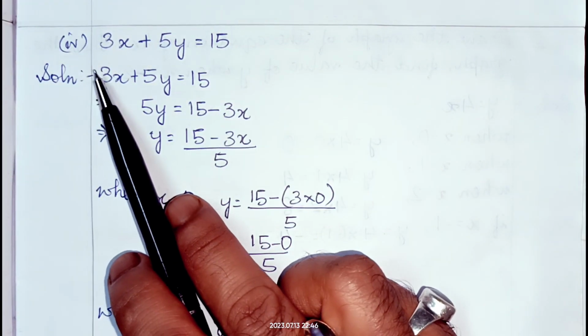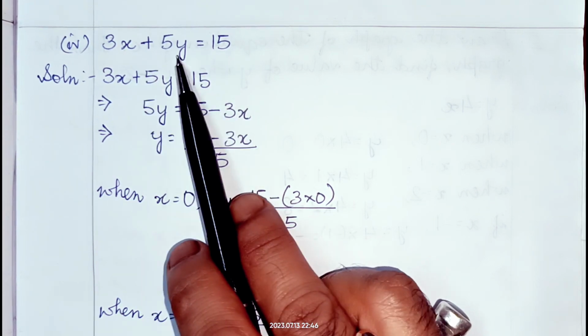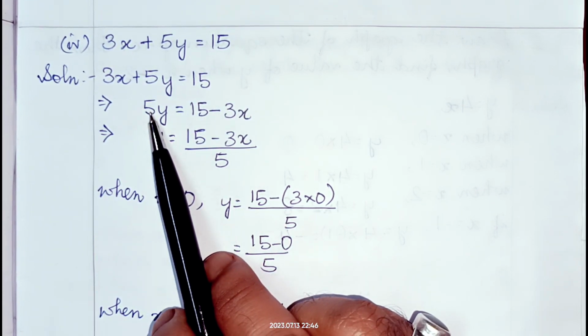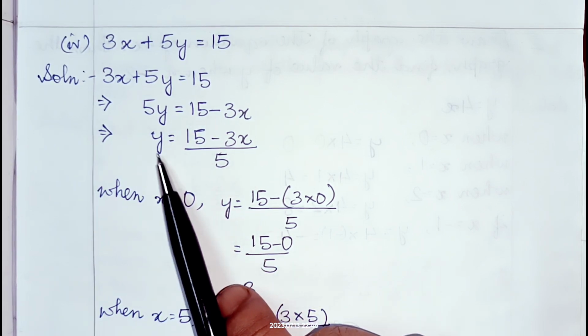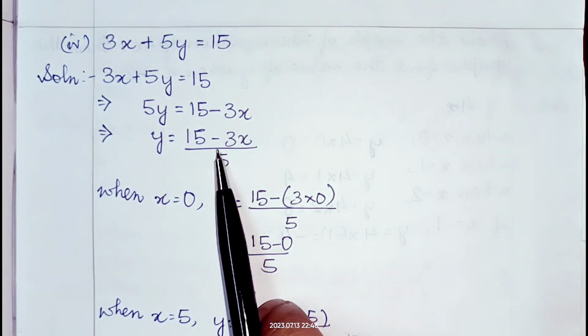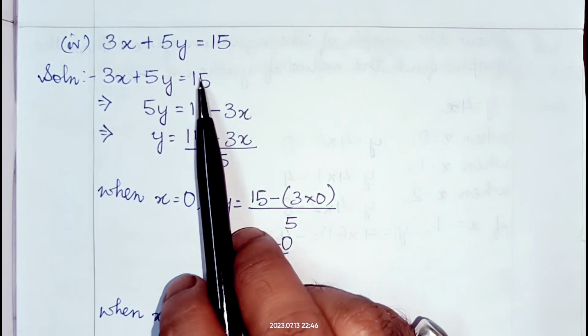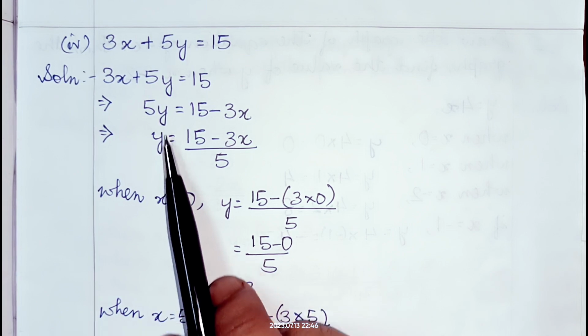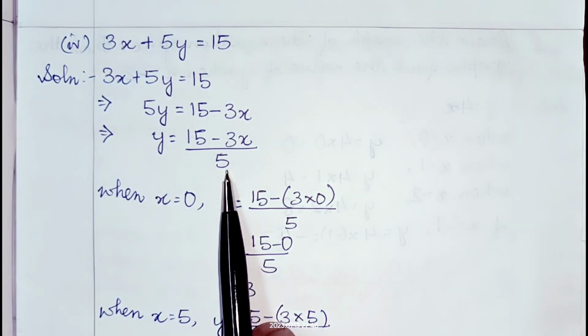In question number 4, it is given 3x + 5y = 15. Out of x and y, you can keep anything on the left hand side and the remaining on the right hand side, though it is always better to keep y on the left hand side. So here 3x + 5y = 15. So 5y = 15 - 3x. So y = (15 - 3x)/5.